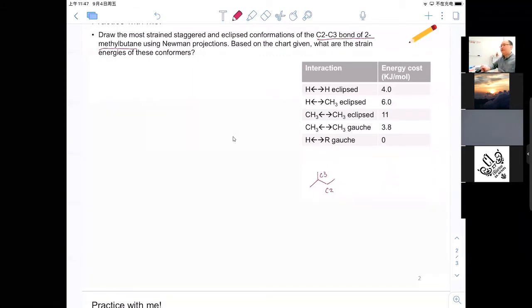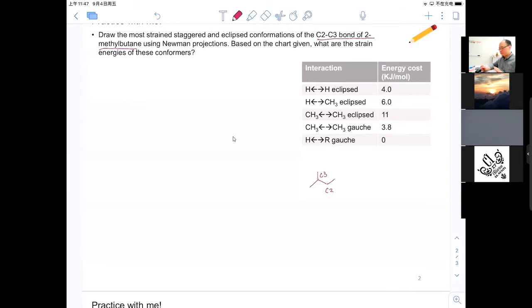First, you need to figure out what kind of substituents are on each carbon. On the C2 carbon, we have a methyl group and 2 hydrogens, so you write it down: one methyl group, 2 hydrogens. And for the C3, it's different. It has 2 methyl groups and 1 hydrogen. So for C3, methyl times 2, and hydrogen times 1.